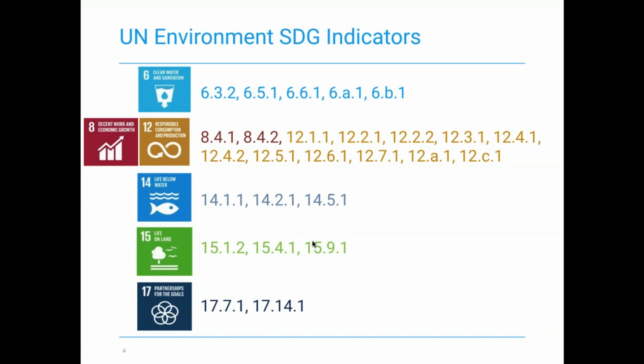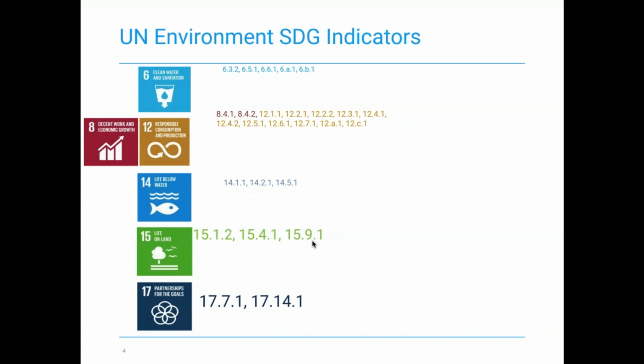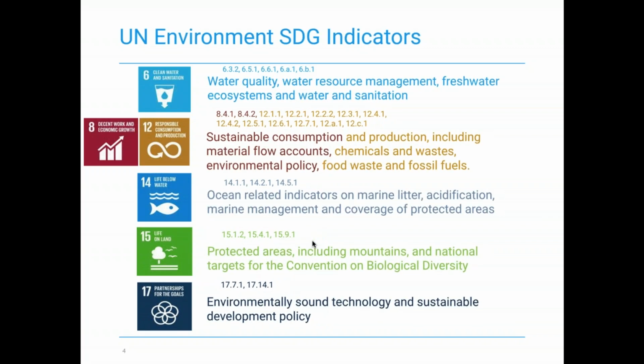Essentially 26 indicators belonging to different goals and including indicators that are part of SDG 6, which is water quality, fresh water, actually, water resources management, water sanitation, water-related ecosystems, but also SDG 8 and 12, which are relating to sustainable consumption and production, chemicals and waste, food waste, and other environmental themes that are very much related to society and economy.